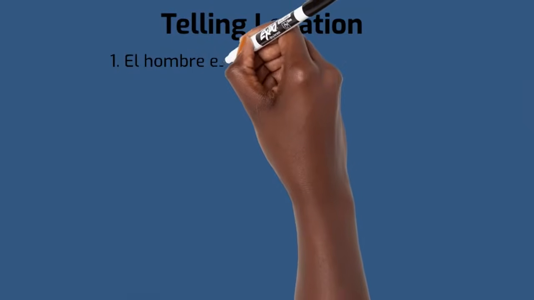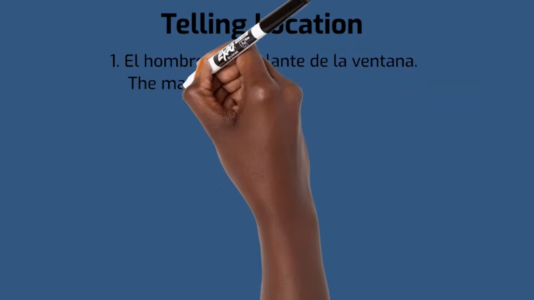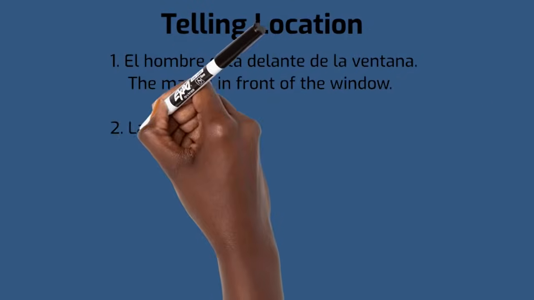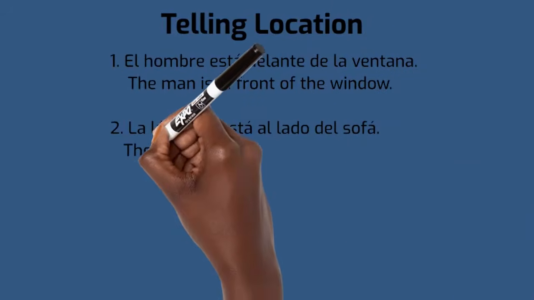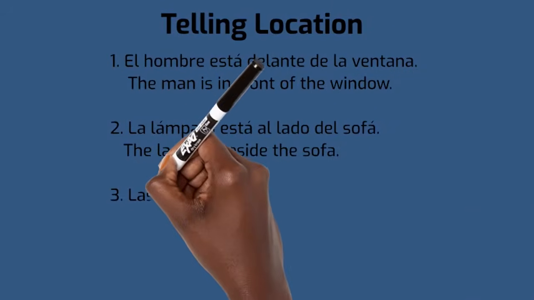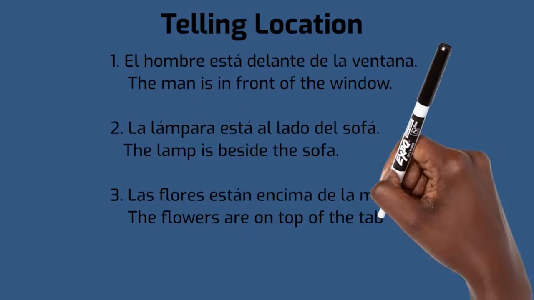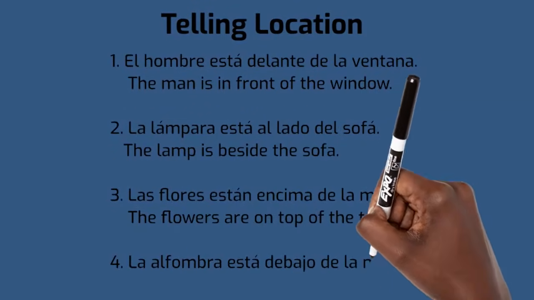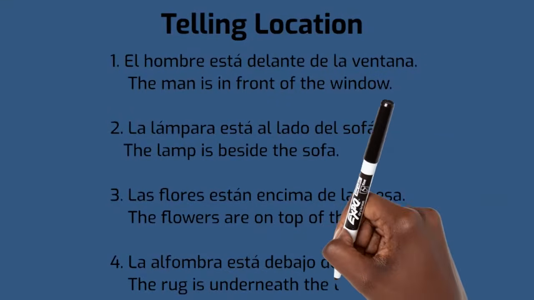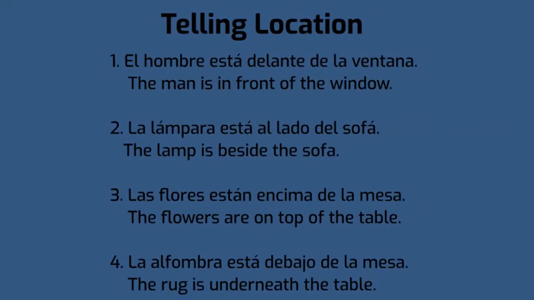Now let's look at these sentences in writing. El hombre está delante de la ventana. La lámpara está al lado del sofá. Las flores están encima de la mesa. La alfombra está debajo de la mesa.